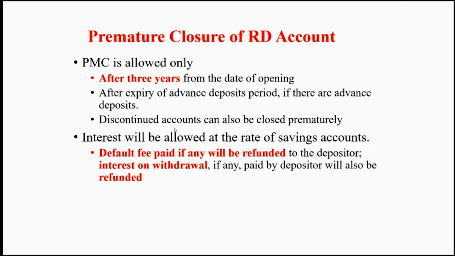Now we will see the facility of PMC, that is the premature closure of an RD account. Premature closure is allowed in an RD account only after 3 years from the date of opening. So PMC is allowed after 3 years from the date of opening, and the interest will be allowed only at the savings bank interest rate. In case of PMC, the interest will be at the rate of SB interest.